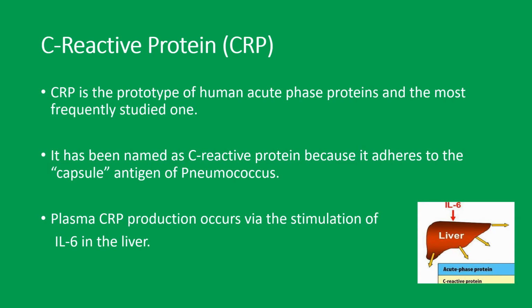Now, this is in contrast with your ESR, which is actually just a procedure to test for your acute phase protein or reactant. So your CRP has been named as C-reactive protein because it adheres to the capsule antigen of your pneumococcus. Plasma CRP production occurs, again, via the stimulation of your interleukin-6 in the liver.